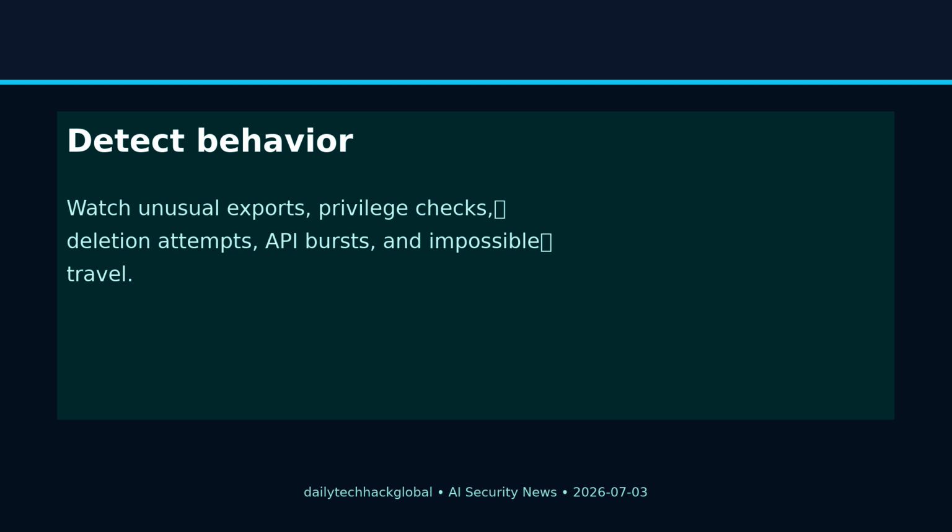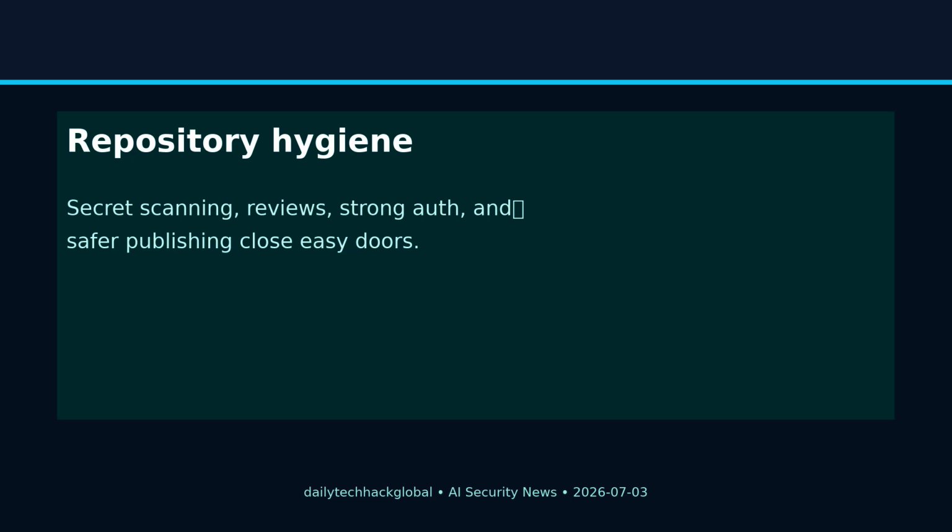Finally, apply the boring controls that scale. GitHub secret scanning work is a good reminder: alerts have to be actionable, secrets must be revoked quickly, and repositories need guardrails such as review, strong authentication, and safer publishing paths.